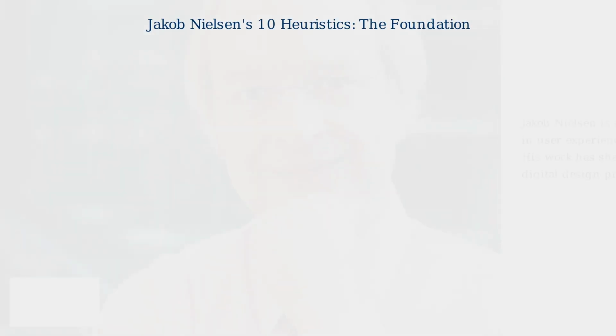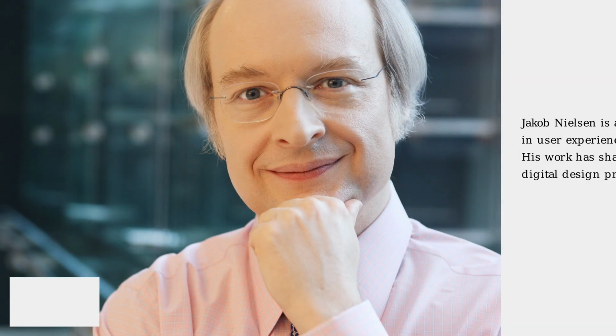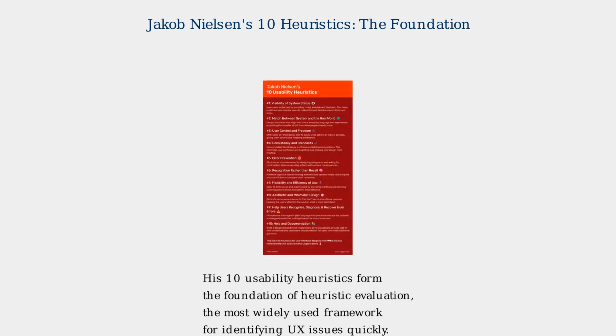Jakob Nielsen is a pioneering figure in the field of usability and user experience design. As a researcher and consultant, he has been instrumental in developing methods to improve how people interact with technology. Nielsen's 10 usability heuristics, first introduced in 1994, remain the cornerstone of heuristic evaluation. This framework provides a systematic way for experts to quickly identify potential usability problems in interfaces.